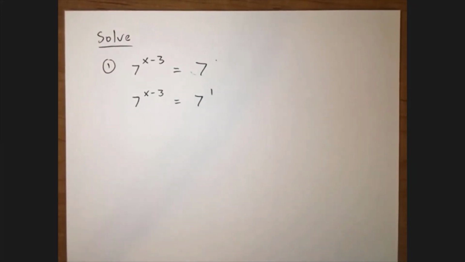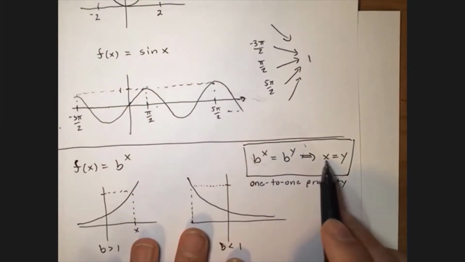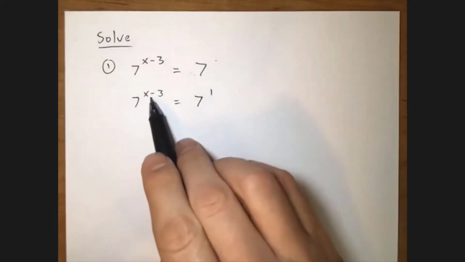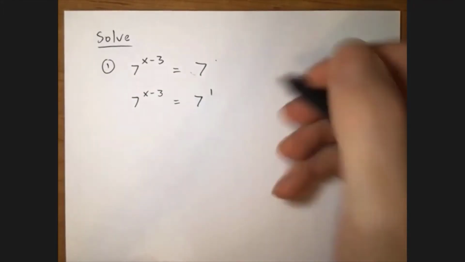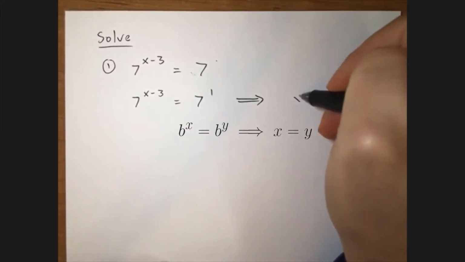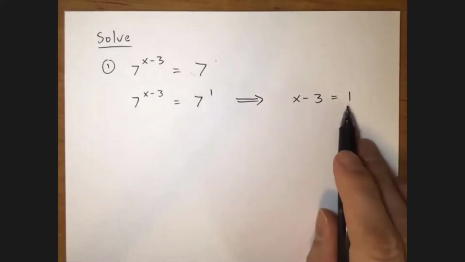Now, what did the 1-to-1 property say? The 1-to-1 property said that if b to the x equals b to the y, then x equals y. So if 7 to the x minus 3 equals 7 to the 1, that implies that x minus 3 must equal 1. And so we can solve this for x.